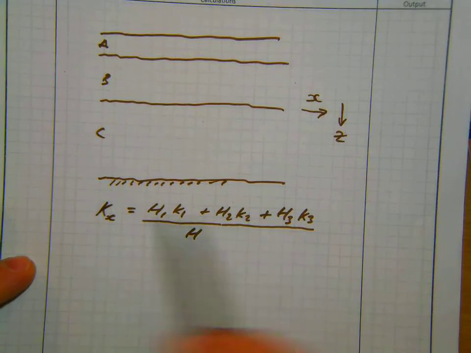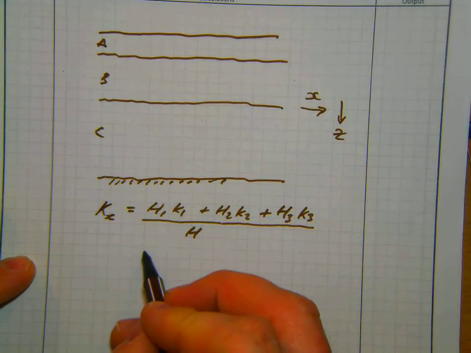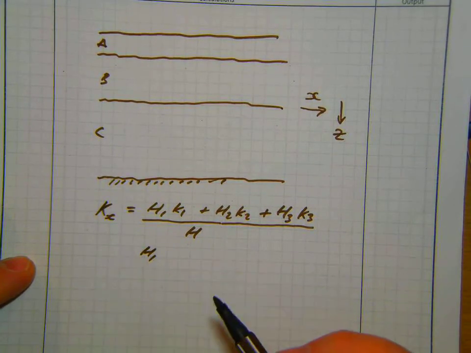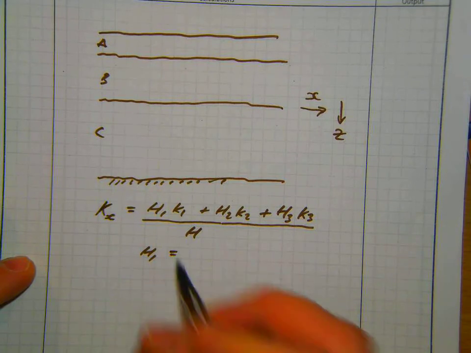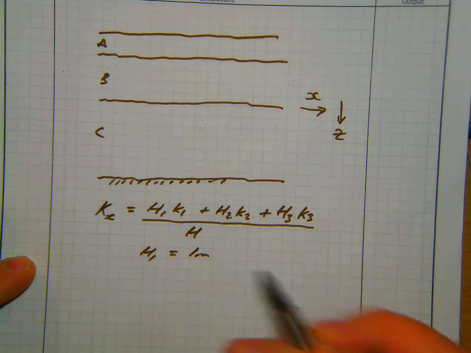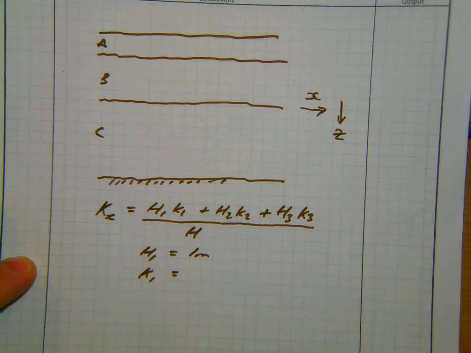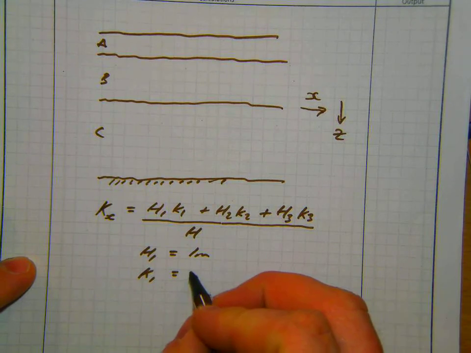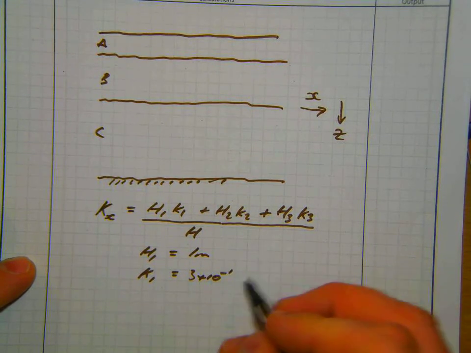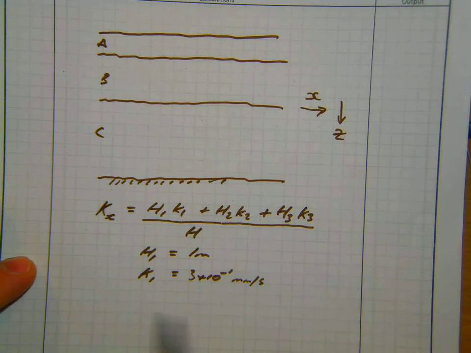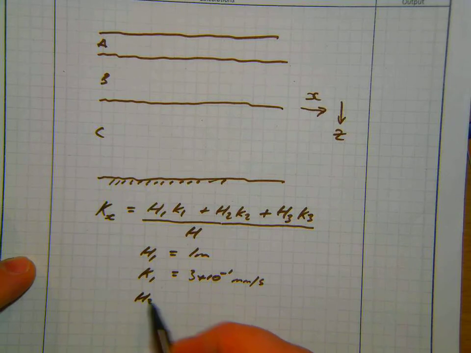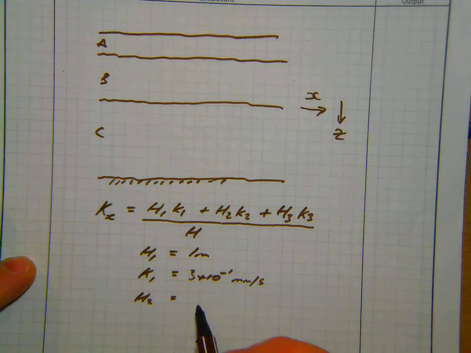Basically each of these refer to the different soil types. So in our case, H1, we could perhaps call this soil A. We're told that that's 1 meter thick. K1, from the question, we're told what that is: 3 times 10 to the minus 1 millimeters per second, and so on. And so this follows through each of these different numbers you can put in, and I won't do it for time.